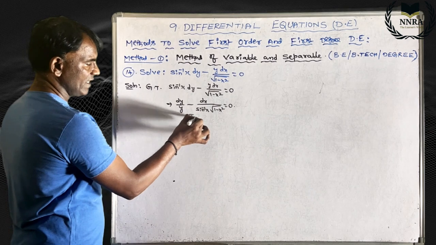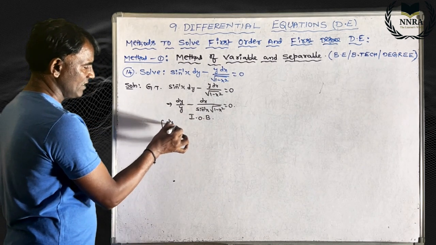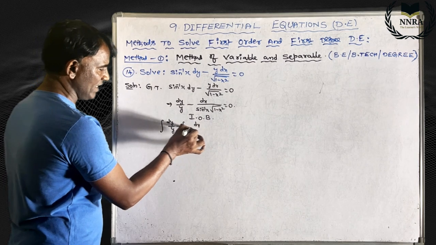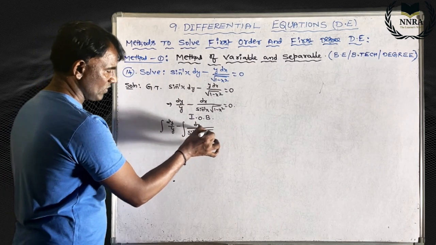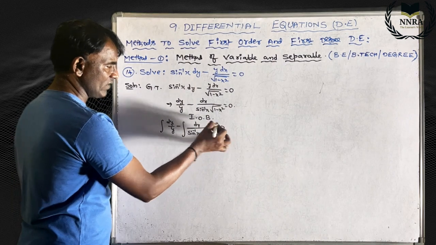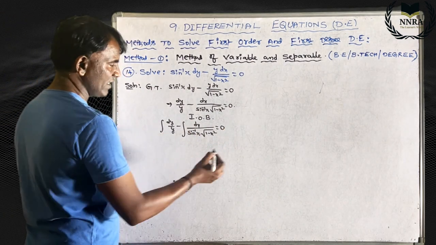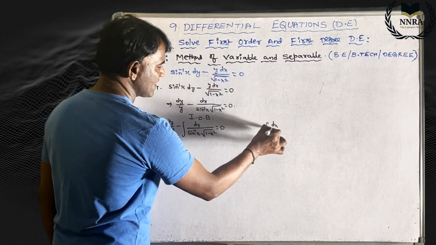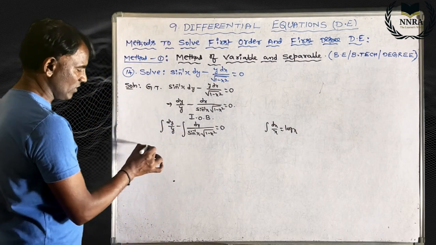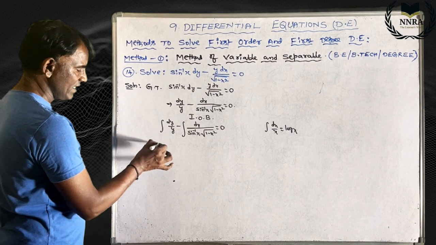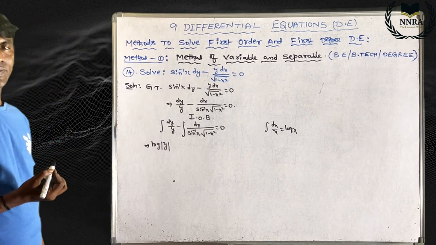Now integrating on both sides. So integral dy by y minus integral dx by, what is that term? Sin inverse x into root of 1 minus x square equal to 0. Now this is a standard formula, na? What is that formula? Integral dx by x, how much is it? Log x, or log of mod of x. So similarly, it is log y. If you want, you can use the mod also, no problem.